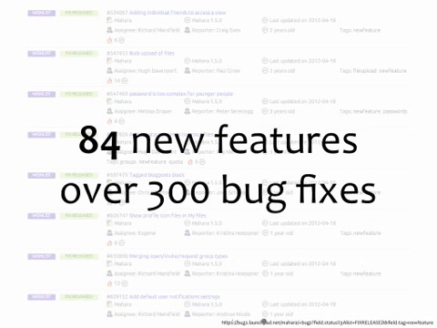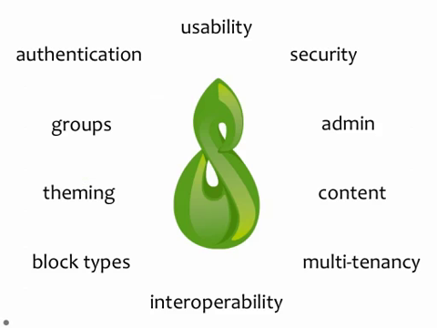And all these new features make it possible that users are encouraged to use it, that people are really enthusiastic about the software and use it in many, many different contexts. Altogether, I think the new features can be categorized in approximately 10 categories, namely security, administration, content, multi-tenancy, so if you want to share one Mahara instance with many, many institutions, interoperability in particular with Moodle, new block types, theming work has been done, we've made enhancements to groups, authentication methods, and also usability.